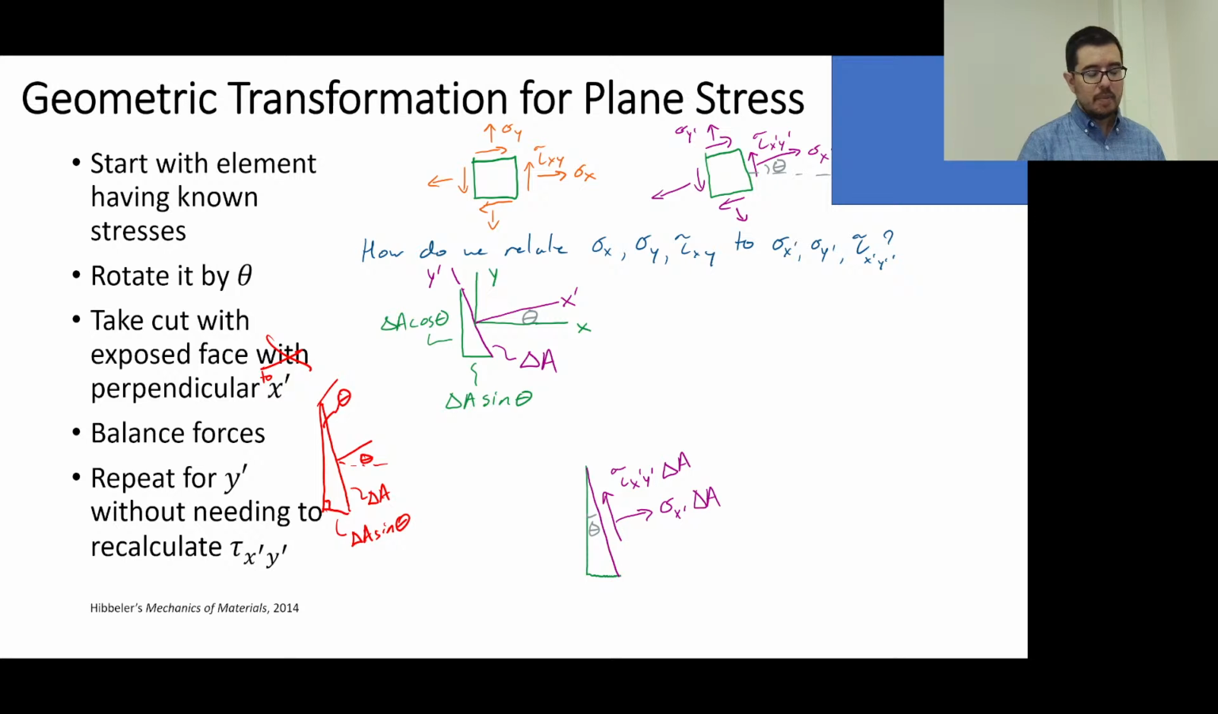Think about these stresses now acting on these areas. This is the delta A face, like this, right? So now I can think of a force associated with this face, its area, and stress sigma x prime. I can think of a force associated with tau x prime y prime times the delta A. So now we're getting to forces. And we also can draw forces that were associated with the original sigma x, the original sigma y, and the original tau xy.